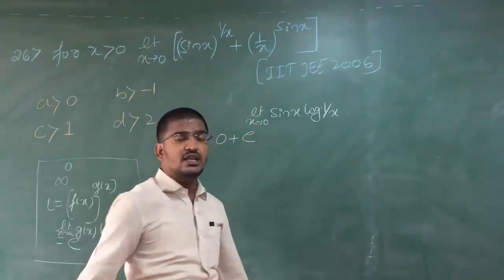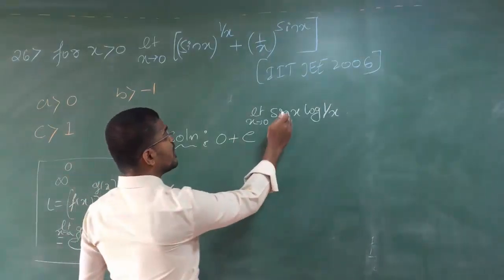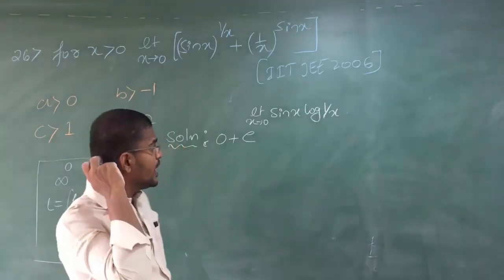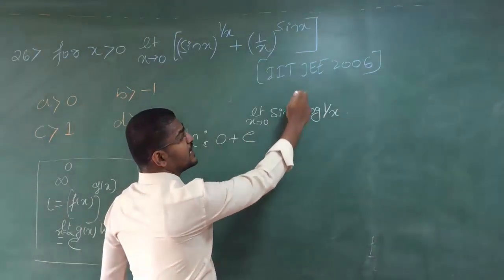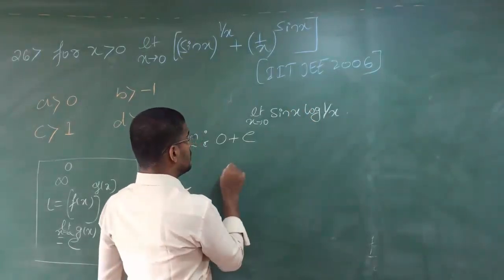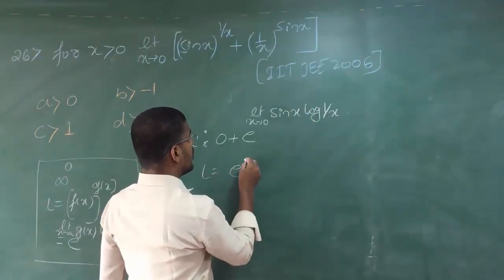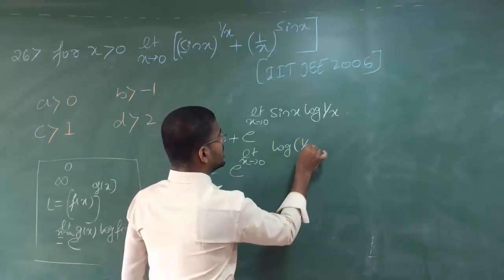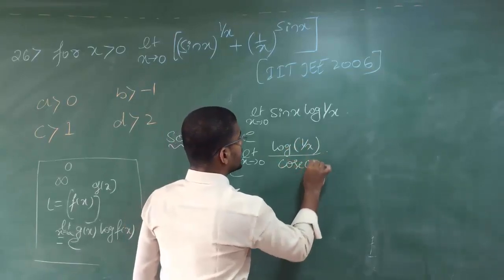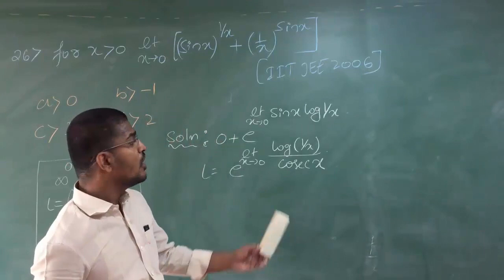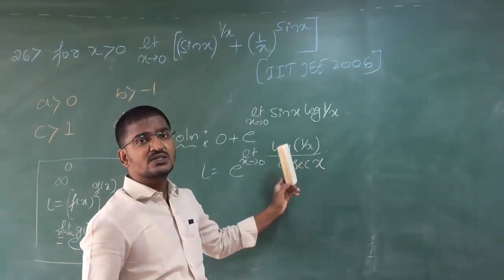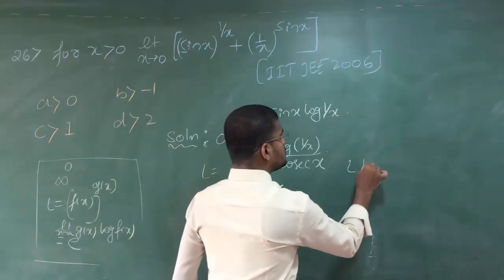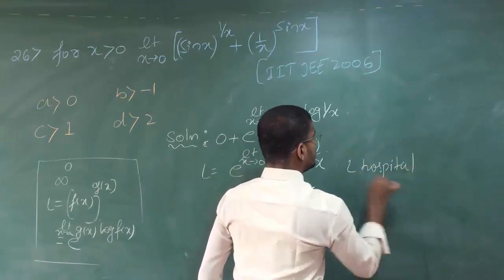So limit e to the power of limit extending to 0 sin x log of 1 by x. So now you have to solve this. E to the power of limit extending to 0 sin x log of 1 by x. How can you write sin x? You can write it as 1 by cosec x. That is limit equal to e to the power of limit extending to 0 log of 1 by x divided by cosec x. Now it is in the form of p by q or f of x by g of x, rational function form. So now you apply L'Hospital rule here.